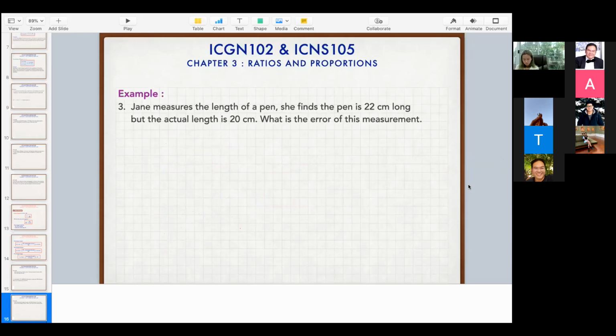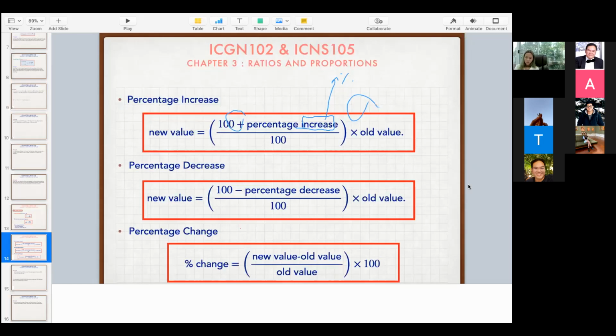So in this one, you have to find out what they are asking about: the error of this measurement. Normally, error is measured in terms of percentage. This one, you have old value, new value, and you ask for percentage. This is not the case of percentage increase or decrease because it's just one time measurement only. So when it is one time measurement, it is not percent decrease or percent increase for sure.